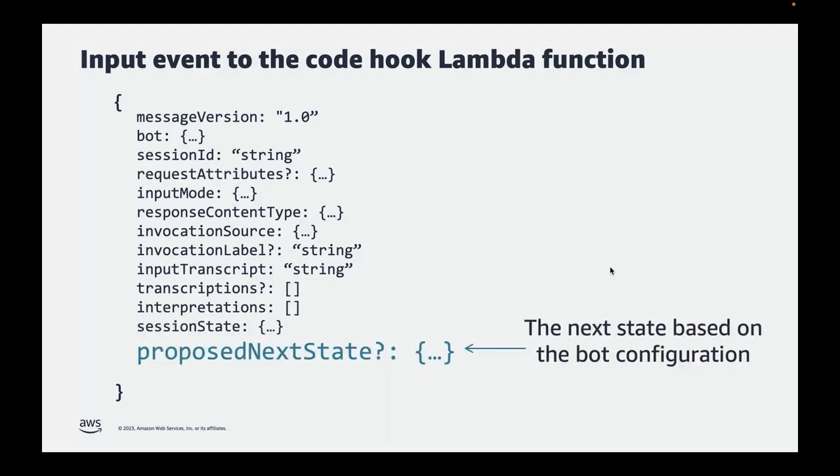And finally, the proposed next state is the details of the next state that Lex plans to move to based on the bot configuration. This is for runtime hints, so that you know when you're going to move to that slot, and you can go ahead and add them into the session at that point. And because this is about the next step and slot fills, you're not going to see that on fulfillment. You're only going to see that as you go through.